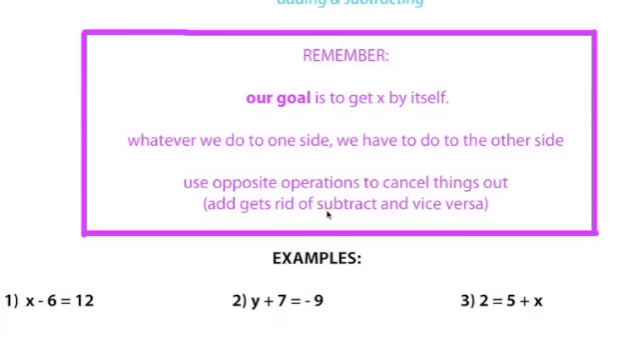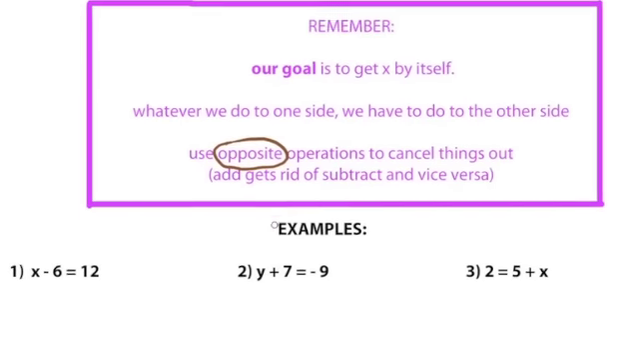And just to refresh, remember that we want to use opposite operations. And when I say operations, I mean like the adding, subtracting, multiplying, dividing. That's our general name for what we call those. We call those math operations, the adding, subtracting, multiplying, and dividing. So we use opposite operations to cancel things out. So adding gets rid of a subtraction sign, and a subtraction sign gets rid of an addition sign. So those two guys are opposites. And then tomorrow we'll look at the multiplying and dividing.